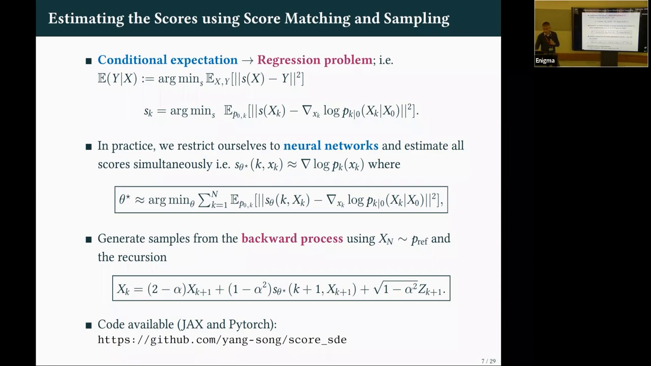Now what you're going to do is run your approximate ancestral sampling mechanism. Remember what it is? You start at time n, you sample from a Gaussian, and then you sample from this backward Markov transition kernel, the reverse transition, which takes you from x_{k+1} to x_k using the score. You do that until time 0, and at time 0 you have a sample.